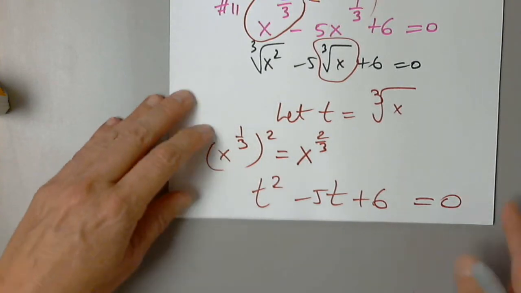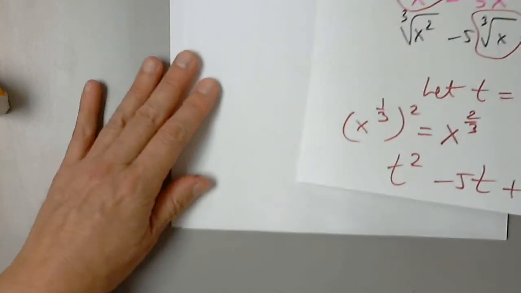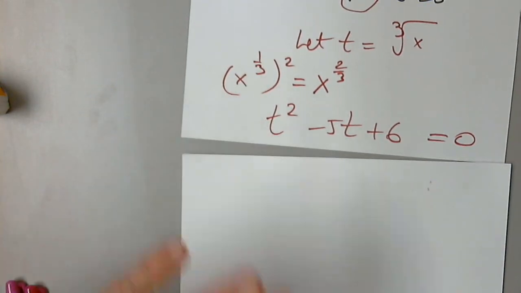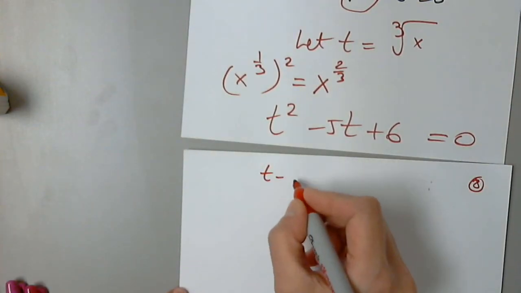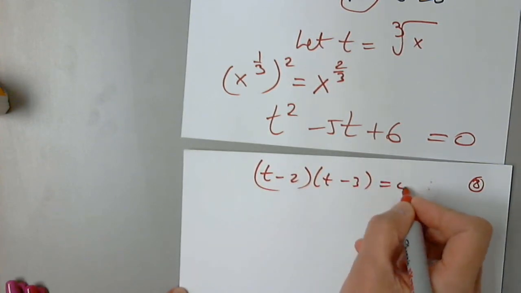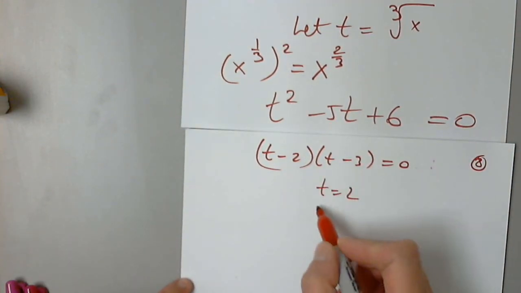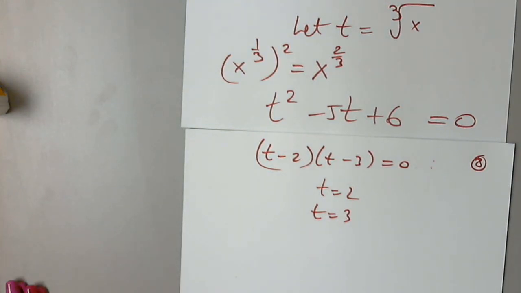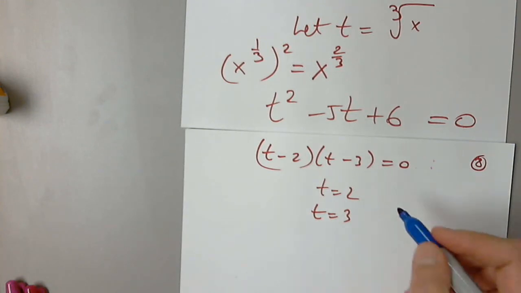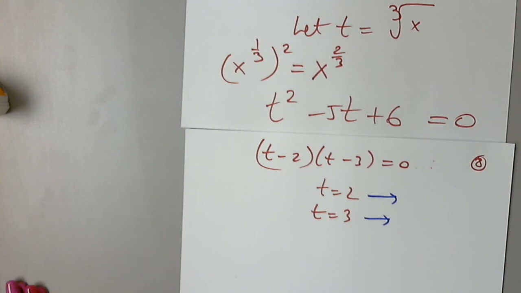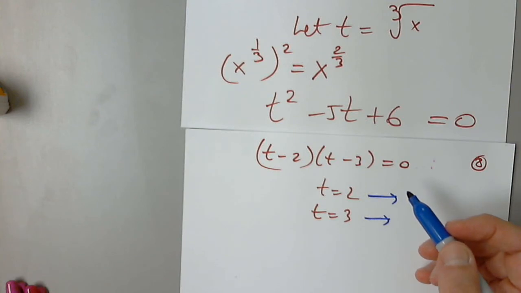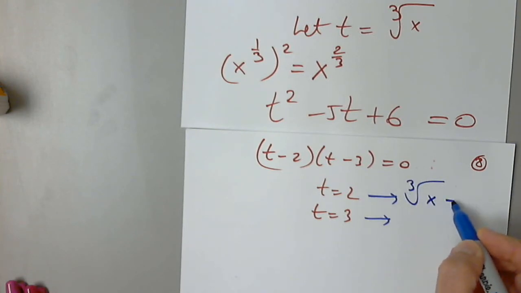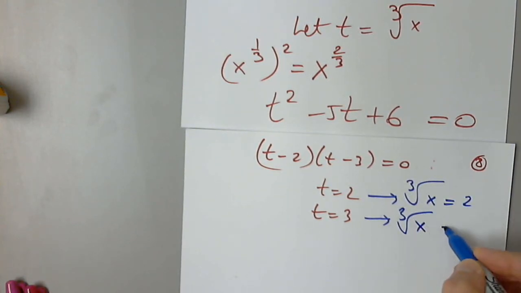So now, let's factor it. Can anyone give us the factored form of this? T plus 1, t minus 6. Of course, excellent. T minus 2, t minus 3. If you said something else, I apologize. T equals 2, that's okay, because the sum is -5 and the product is 6. So now, can anyone give us 2 new equations that we need to solve? The cube root of x equals 2, and the cube root of x equals 3.